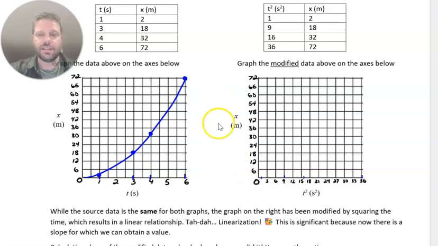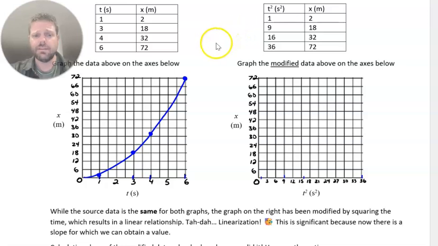So there's an interesting thing that we can do with these nonlinear data sets. This one's a quadratic. We can change what we're plotting on the x and y axis, and we can actually make it appear to have a straight line. So, for example, let's plot, instead of time t and x for position, time squared on the x-axis and position x on the y-axis, like it says here. So let's go graph this data set.